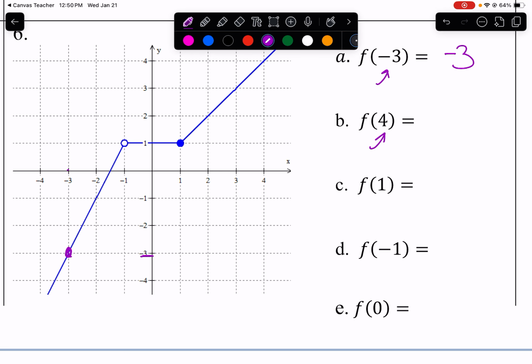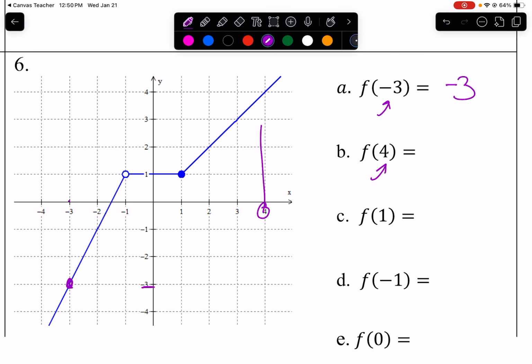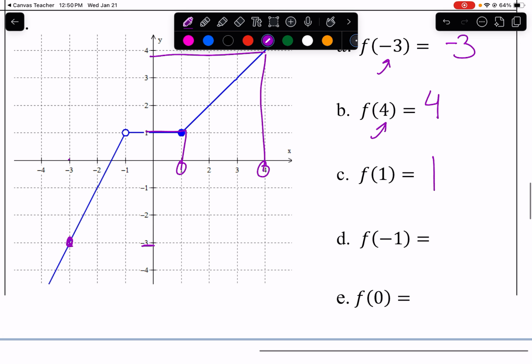Here I've got an x value of 4. So I go to an x value of 4. My output is 4. F of 1, my x value is 1. I look and my output is 1. And here, okay, f of -1, if I look, there's an open circle there, and there are no closed circles anywhere, right? So this actually would be considered undefined. And then f of 0, my output here is 0.